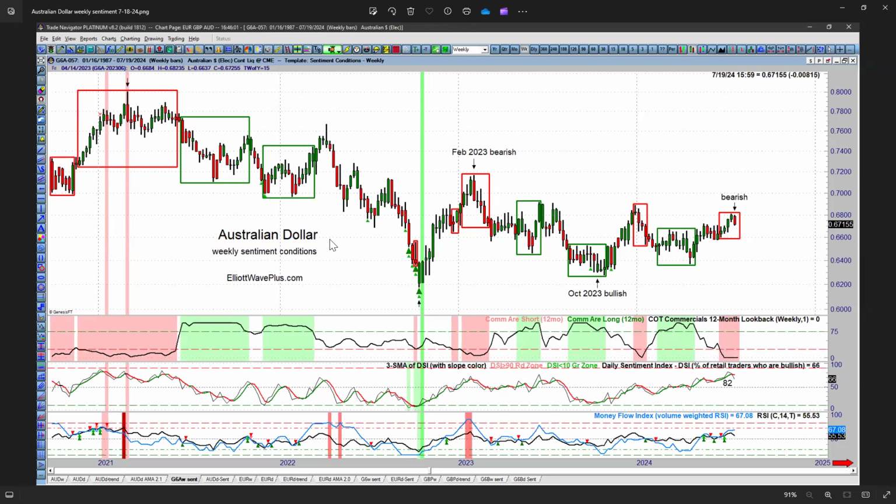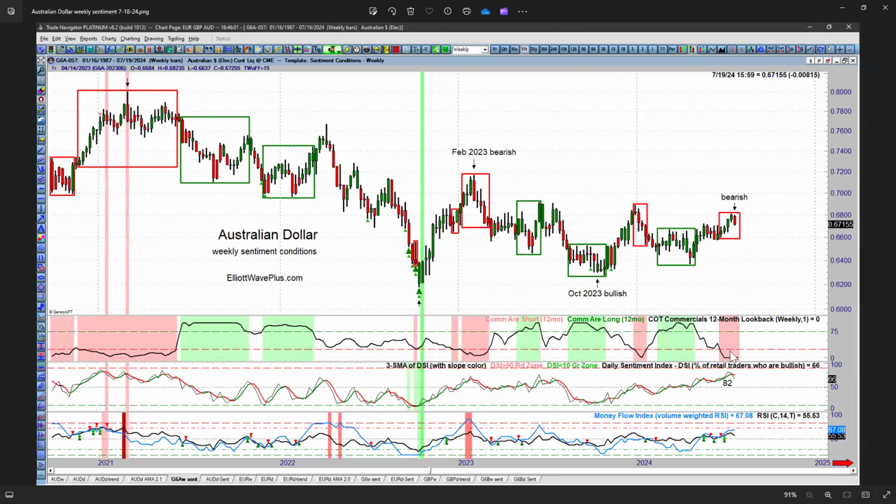Now you might say, well, who are the commercials on the Australian dollar? Well, they'd mainly be large banks. Large banks have trading departments. They've hedged their interests in the markets, and their profitability is directly tied to movements in currencies. So those would be, and central banks also might be involved.